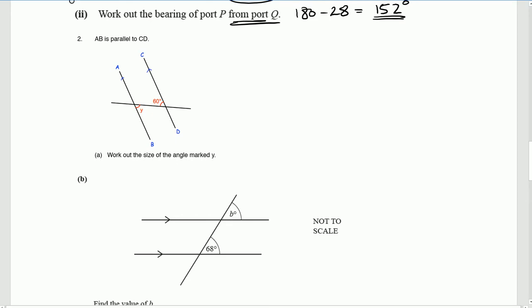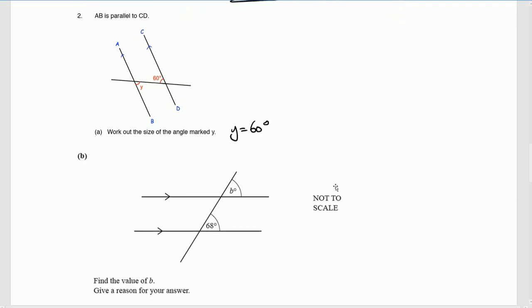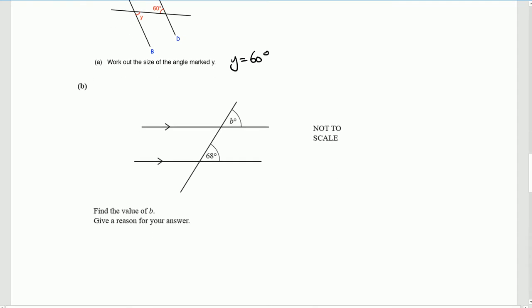AB is parallel to CD, so now what I'm doing is thinking about my parallel line rules. That has to be what this question is about. We can see over here the arrangement for alternate angles, so Y will be the same as the 60-degree angle. In this next question, we see the arrangement for corresponding angles. So the value of B will also be 68 degrees, and the reason why, we can just say corresponding angles.